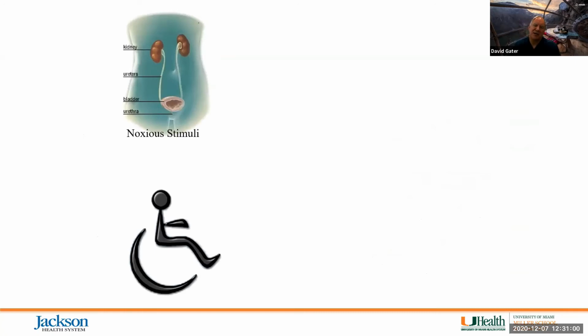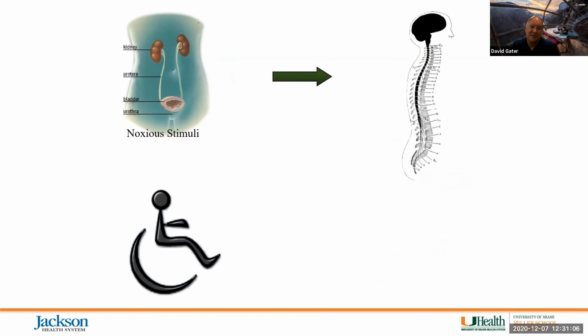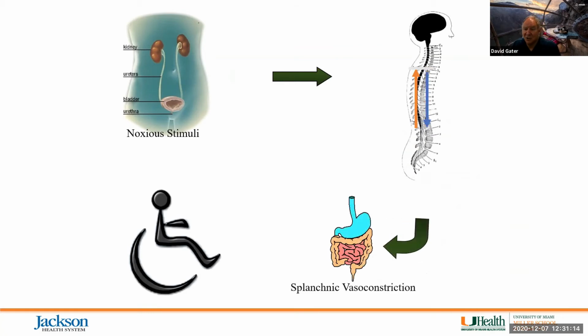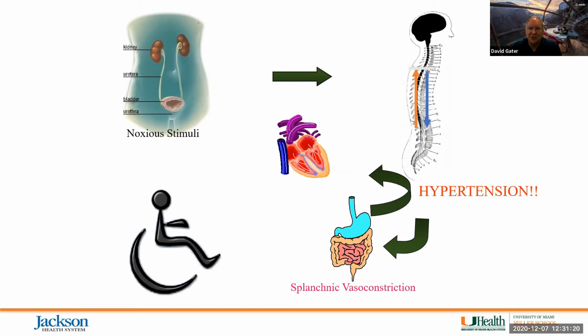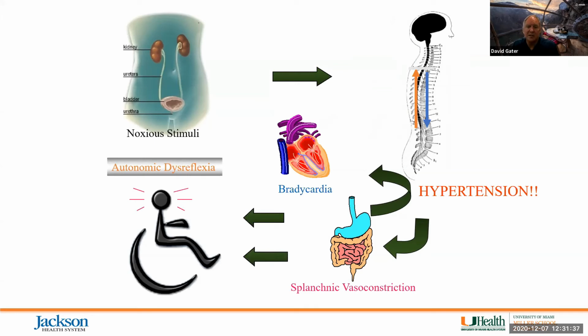When you have a noxious stimulus below the level of the injury, the afferent information ascends the cord but is blocked at the level of the spinal cord injury, and you get this massive sympathetic outflow that causes splanchnic vasoconstriction and high blood pressure. Increased pressure is sensed by baroreceptors that send information to the medulla, which sends information back to the heart and causes a relative bradycardia. But below the level of the injury, you may remain vasoconstricted. Above the level of the injury, you try to dissipate that pressure with flushing, sweating, and potentially a pounding headache. We recognize this as autonomic dysreflexia.